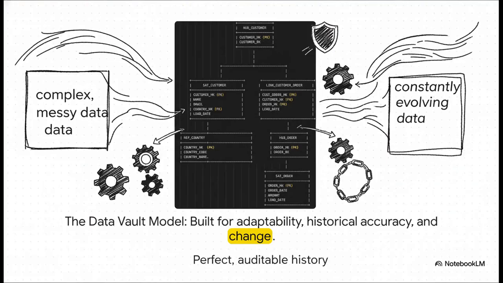So the Data Vault model is more of a hybrid approach. It was created by a guy named Dan Lindstedt, and it was really born out of the chaos of the modern world, where you have messy, complicated data sources that are changing all the time. Its main goals are to be super flexible, super scalable, and, this is key, to create a perfect auditable history of every single piece of data that comes in.